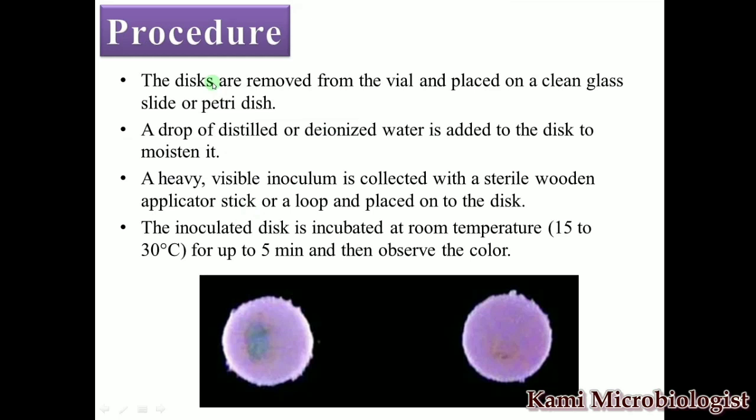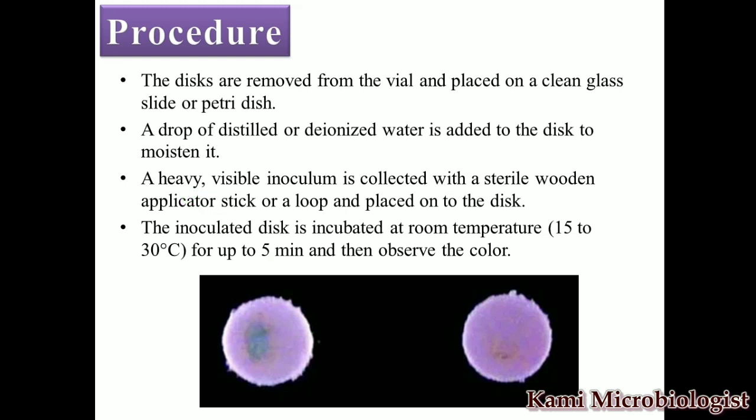First of all, we will take the disk. This is the disk, the white disk we have. We will take it from the vial and place it onto a clean glass slide, or we can also say into a petri dish. After that, we will put one drop of distilled water or deionized water onto the disk, and then we will take heavy bacterial inoculum.